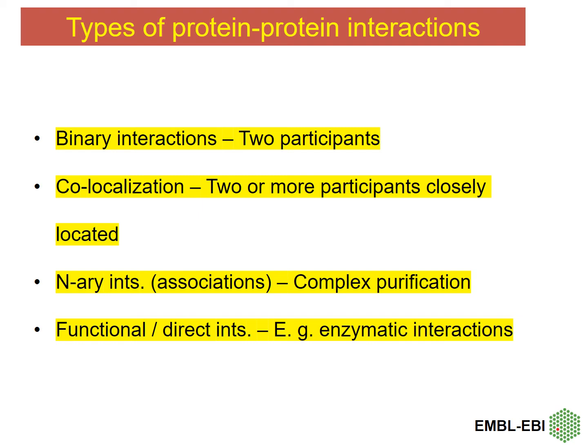So if you have binary interactions, you have two proteins binding. You can do co-localization. Two proteins are very close together in the cell. That's suspicious. You can do the tandem affinity complex purification, so you can find n number of interactions here. And functional direct interactions, like an enzyme and substrate, or inhibitors that inhibit enzymes, so you can actually delve into that.